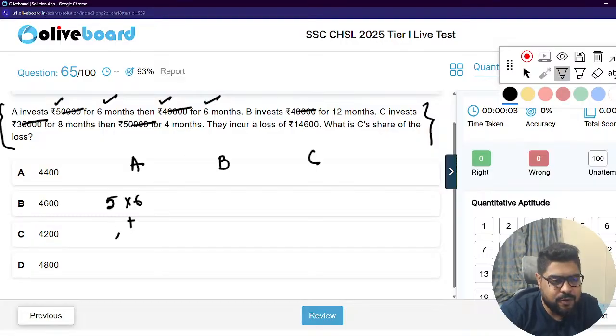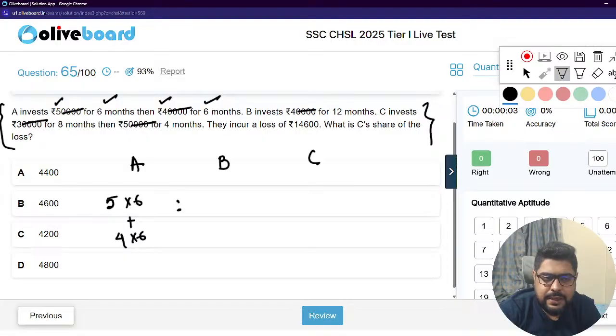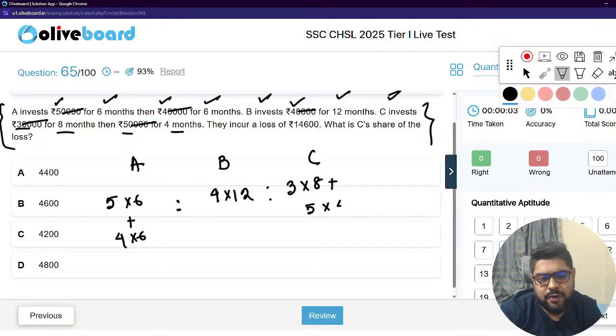That means plus 4 for 6 months. It is not like added 4 rupees. Now, B invests 4 rupees for 12 months, 4 rupees for 12 months ratio. C invests 3 rupees for 8 months, 3 into 8, plus 5 rupees for 4 months, 5 into 4. Perfect. Chalo, let's do this.